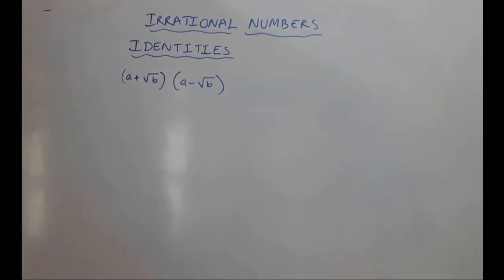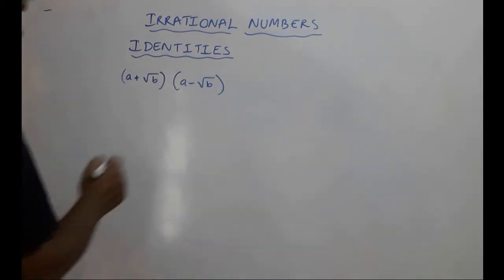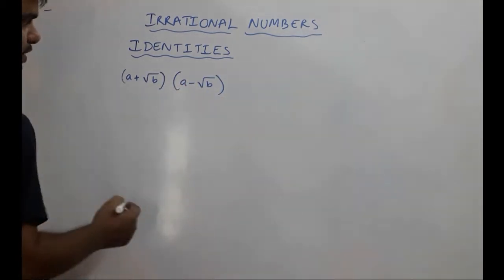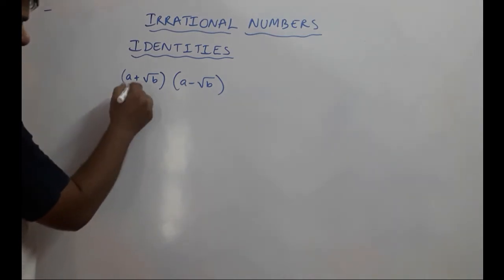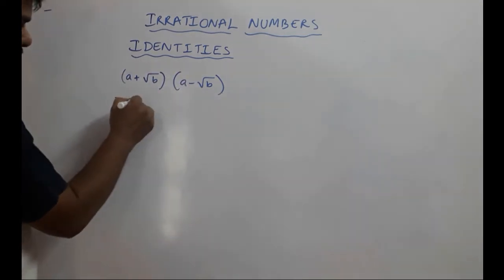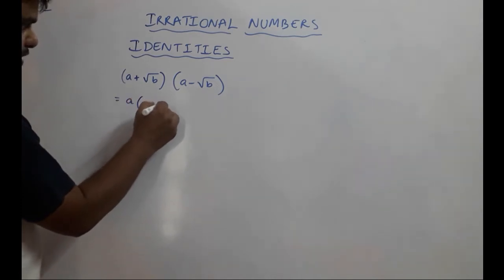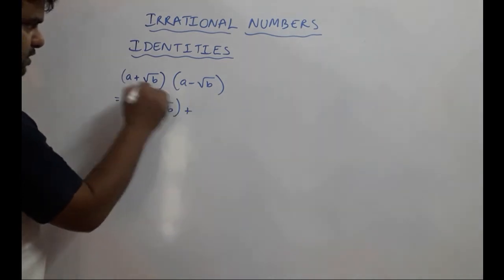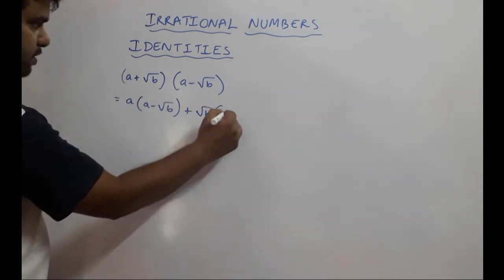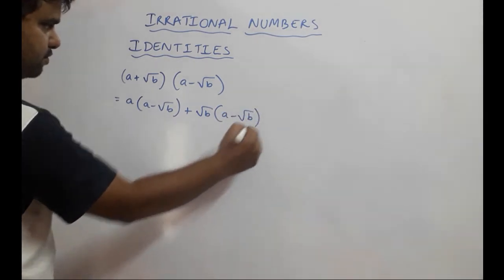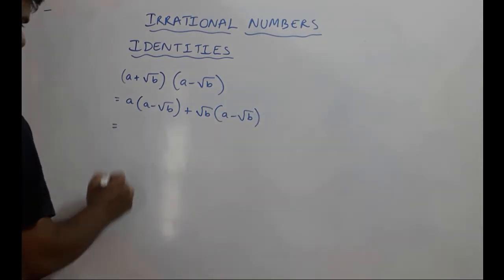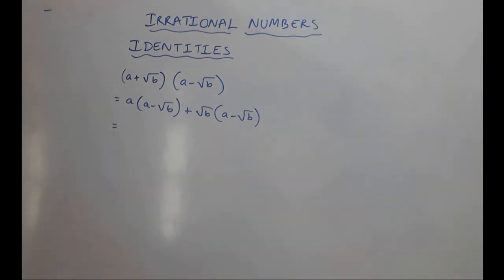Our next identity is a plus square root of b into a minus square root of b. Once again we do the same thing, that is we multiply each term into the entire bracket. So a into a minus square root b plus square root of b into a minus square root of b. So then what do we get? Let us multiply the terms.